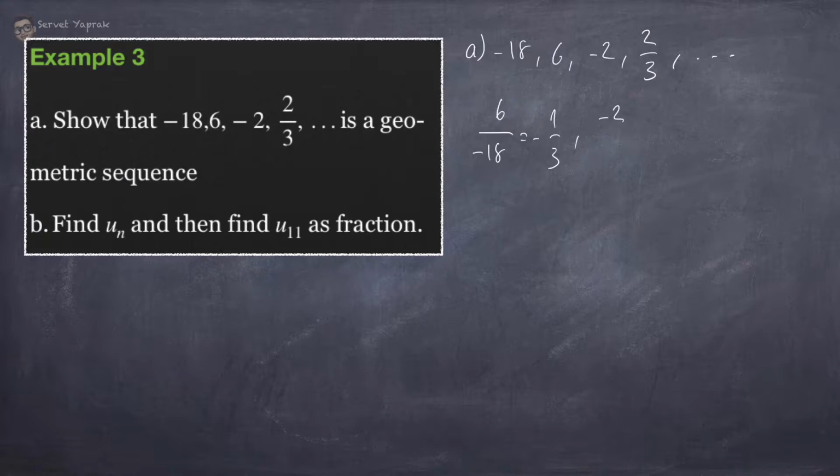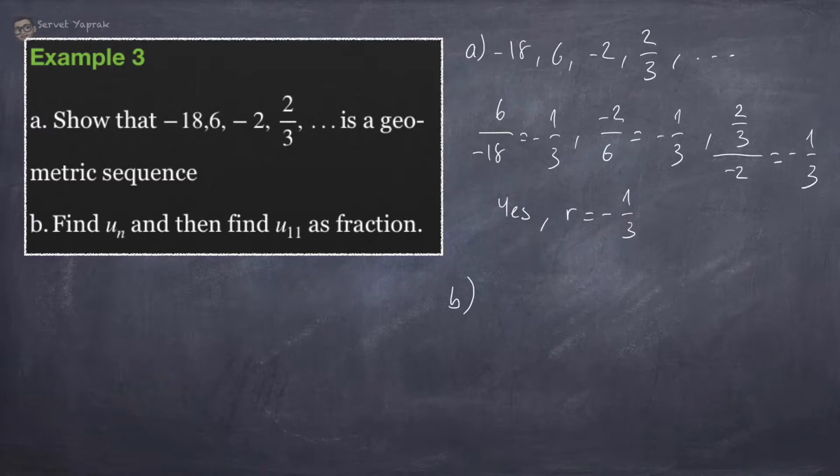Or we can find the same common ratio with negative 2 and 6, negative 2 over 6 is negative 1/3 again, or 2/3 divided by negative 2, again we have negative 1/3, because 2 and 2 cancel each other. Since the common ratio exists, then we can say that yes, this is a geometric sequence and the common ratio is negative 1/3. Part B, it says find un and then find u11 as a fraction.